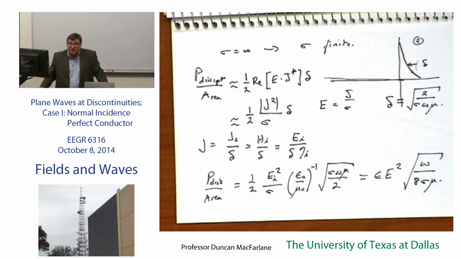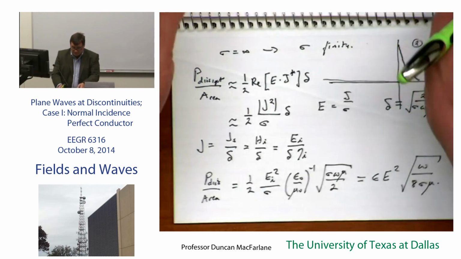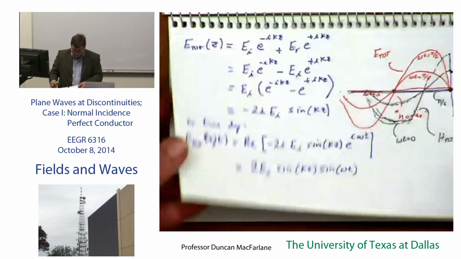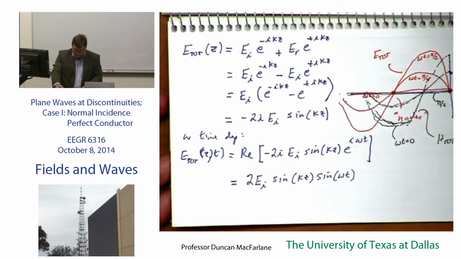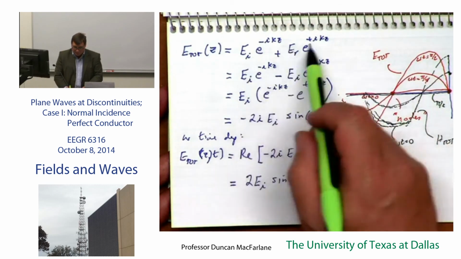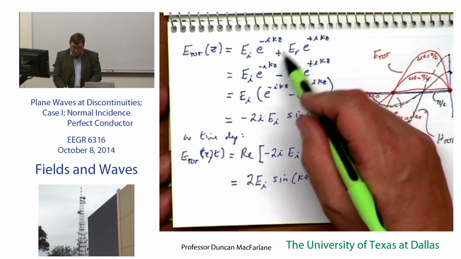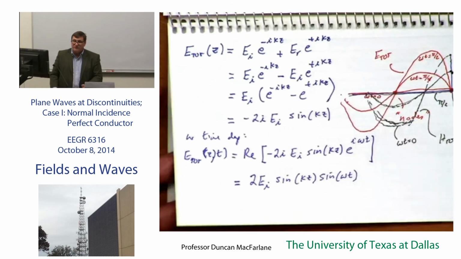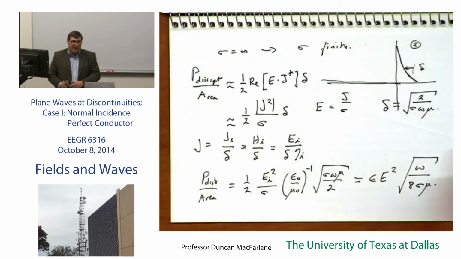So if you look at what comes back to you with a finite conductivity, you have a small loss, and you can calculate the degradation of your reflected wave by a small reflectivity constant. Okay, and we'll see how to do that next time when we look at normal incidence on a perfect dielectric, so conductivity equal to 0.